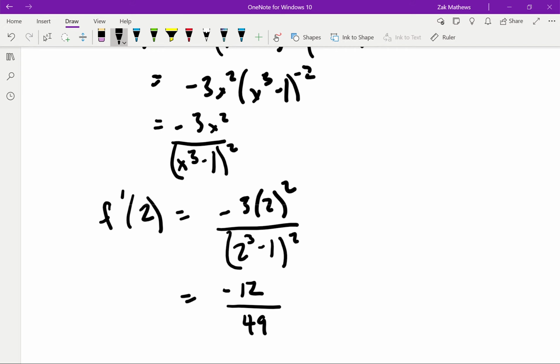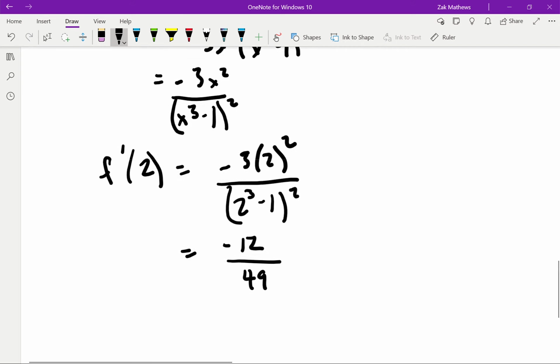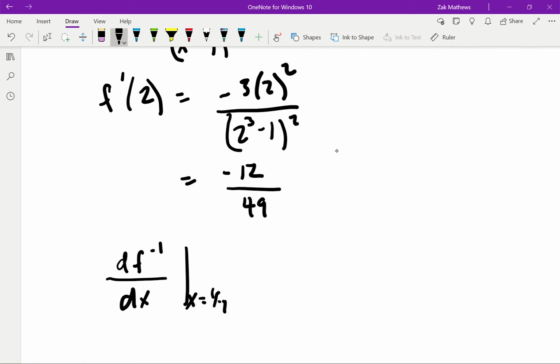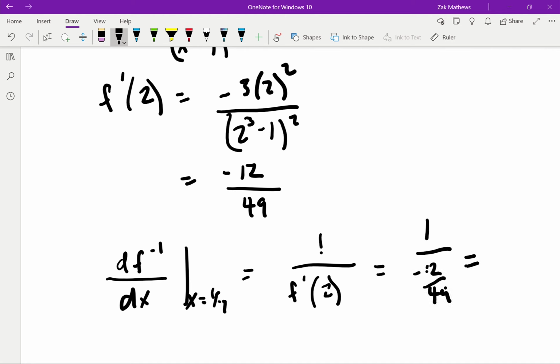Now that we have negative 12 over 49, we're nearly done, because what our derivative of an inverse theorem tells us is that the derivative of the inverse function evaluated at x is equal to 1/7, is equal to 1 over the derivative of the function evaluated at 2, which would be 1 over negative 12 over 49, which we would clean up that fraction, put the 49 back on top, we'd have a negative 49 over 12. And that would be our answer.